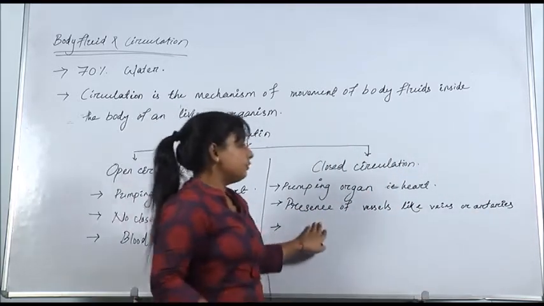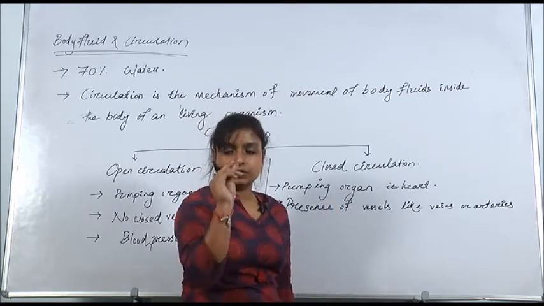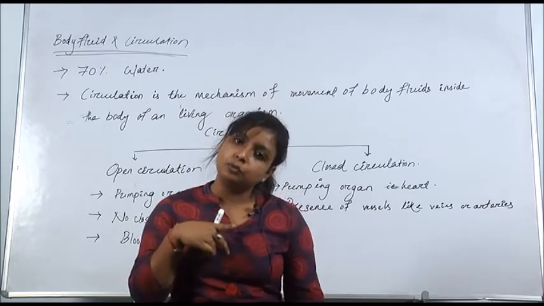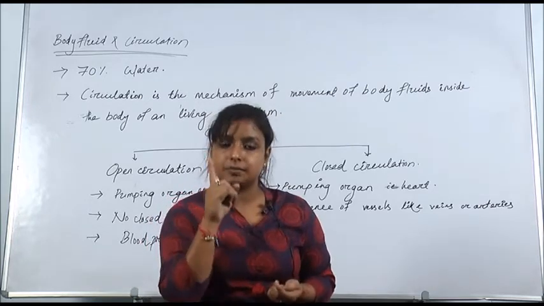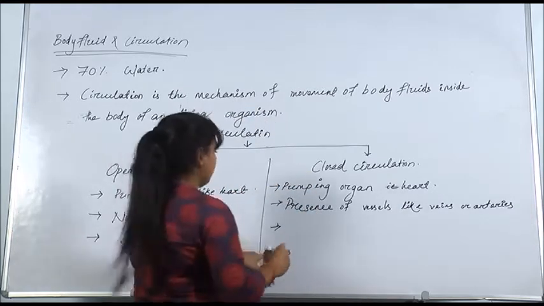Okay, so if vessels are present for the movement of the body fluid, as we know, vessels are very small in diameter. So if the entire body fluid moves through that, definitely it will experience higher pressure. So in case of closed circulation, the blood pressure is very high.